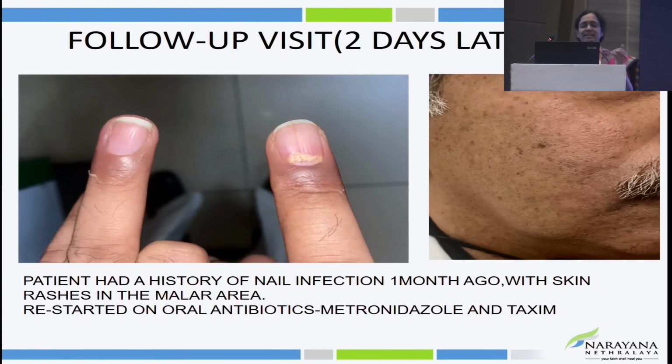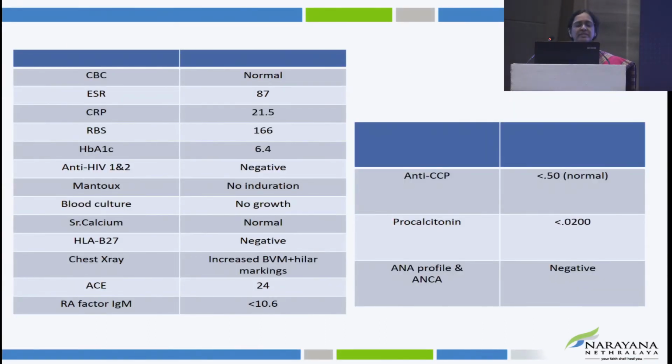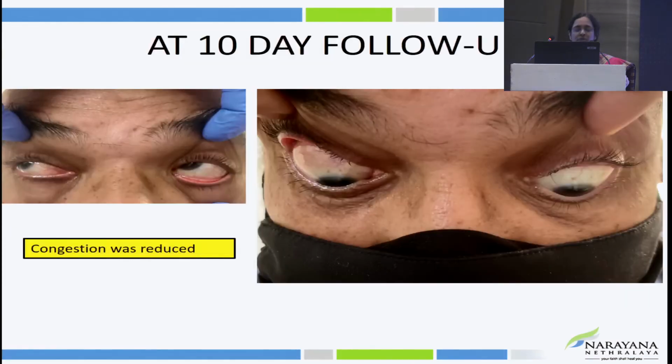When we investigated systemic evaluation, the patient had a nail bed infection. He had an infection 1 month ago and was treated with systemic antibiotics, and he also has a resolving malar rash on the chin. So we restarted the patient on oral antibiotics, metronidazole and taxim. This is the systemic evaluation. Most of the infective workup is negative, anti-CCP negative, procalcitonin was done in view of the nail bed infection, ANA and ACA profile was negative. So within 10 days we could see the disappearance of the congestion.